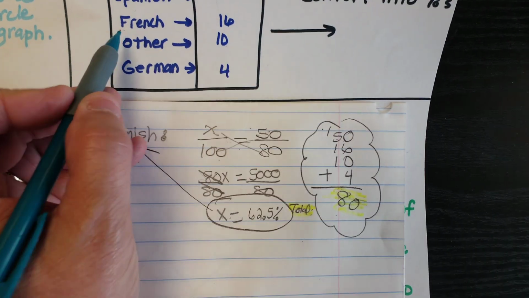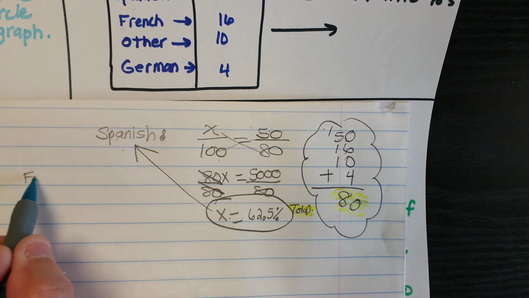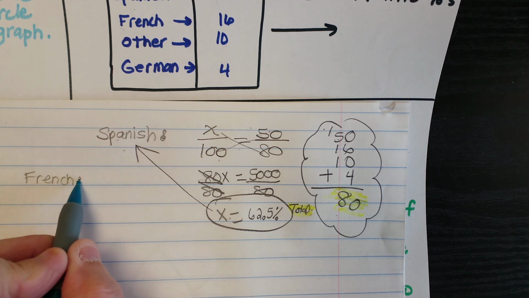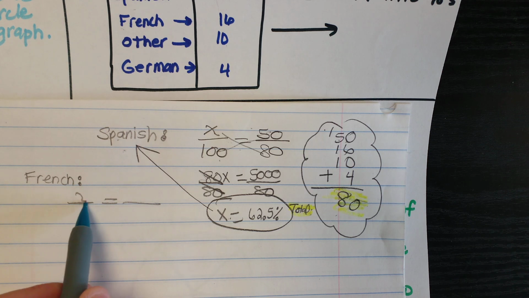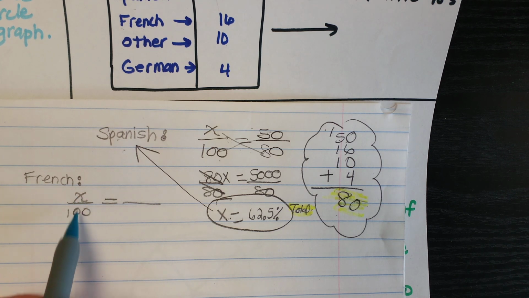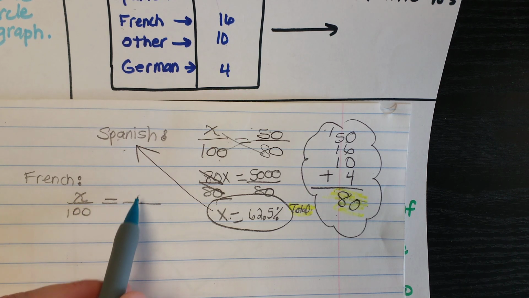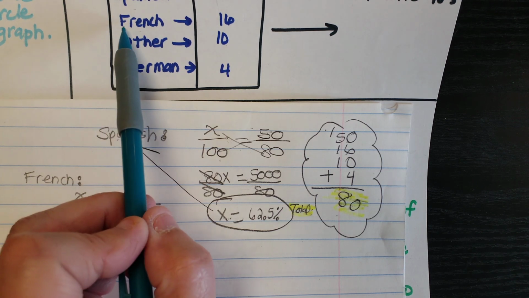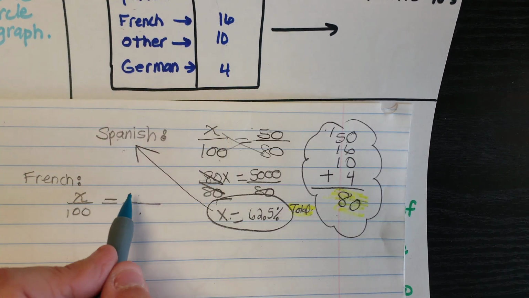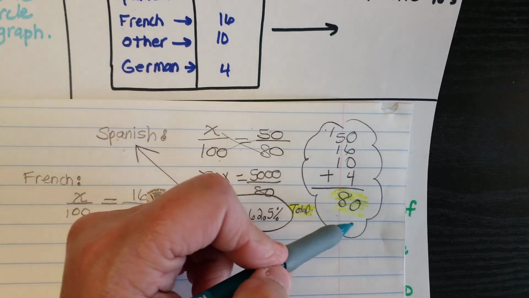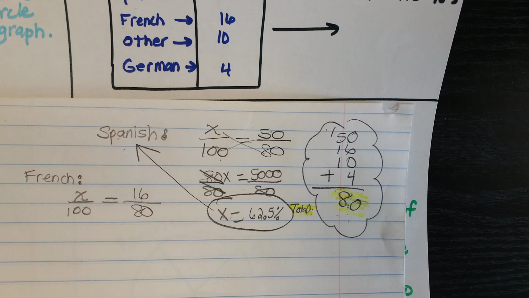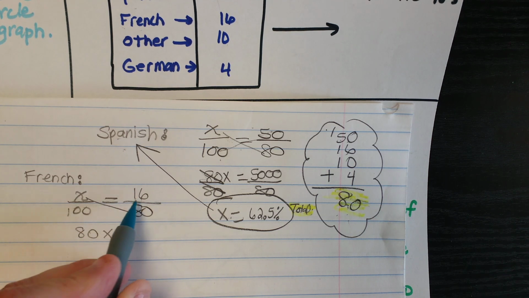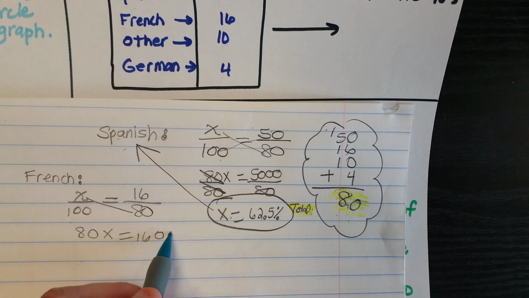Okay, so now I want to take my French students, and I'm going to label my French students right here. A lot of busy work for this table. Now, to get the percentage again, it's percent, which we don't know, percent over 100 equals part over total. Well, what part of my kids take French? 16. Over what was my total number of students altogether? 80. All right, we're ready to do this again. So 80 times x is 80x. 16 times 100 is 1600.